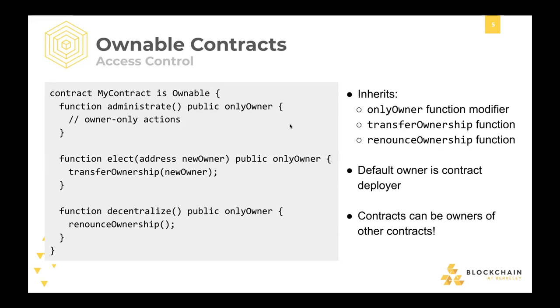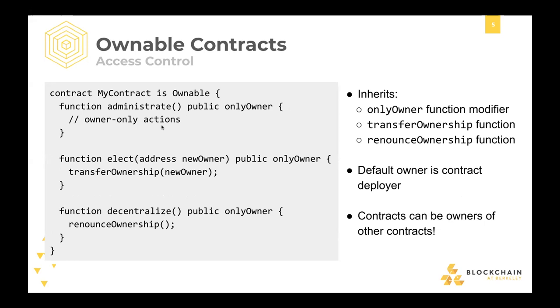And then there's also functions for transferring ownership to another address or for renouncing ownership, which is basically sending it to a null address, meaning there's no longer an owner on the contract. And that would mean that none of the only owner functions could get called anymore. So we see on the left here what that might look like if you have some function where you're taking some administrative action, you would protect it with this only owner modifier.